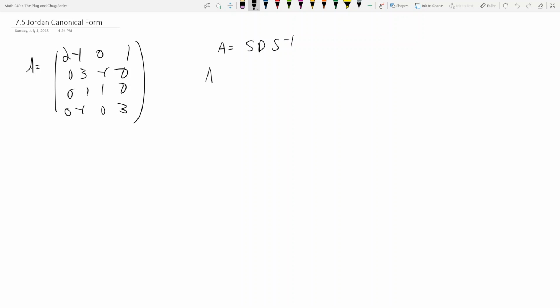We can write every matrix as A equals SJS inverse, where S is a basis of generalized eigenvectors, and J is a Jordan block diagonal matrix. And then S inverse is just S inverted. Okay. So when in the world do I consider SJS inverse? Well, let's take a look here.